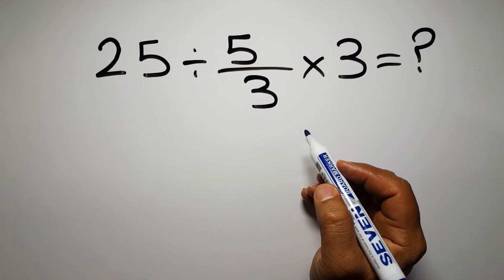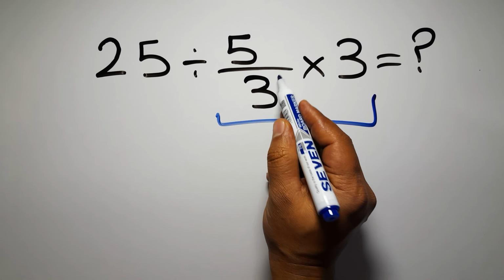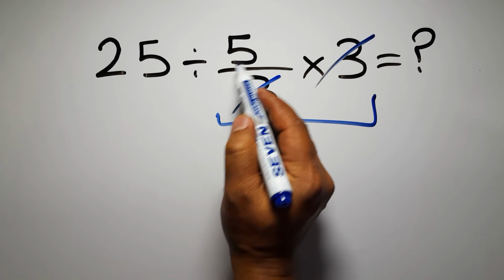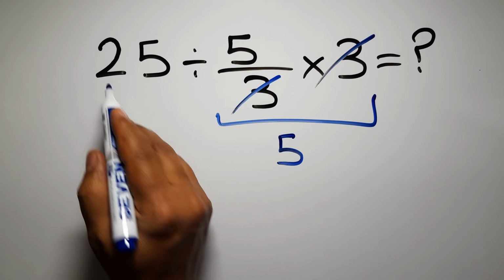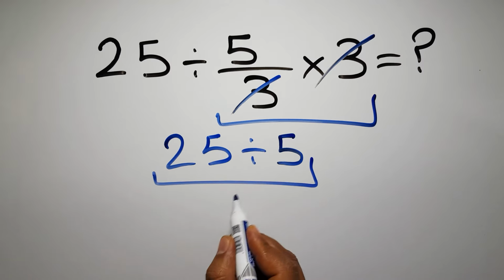First, we do this multiplication. 5 over 3 times 3. We can easily cancel this 3 and this 3, so we have just 5. And 25 divided by 5 is just 5.